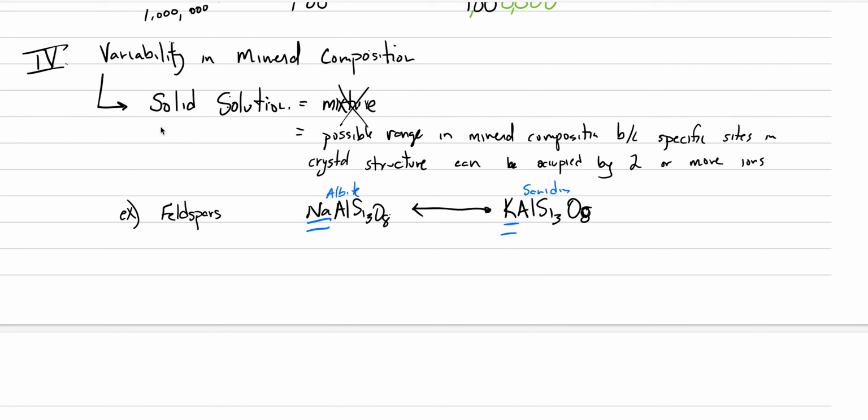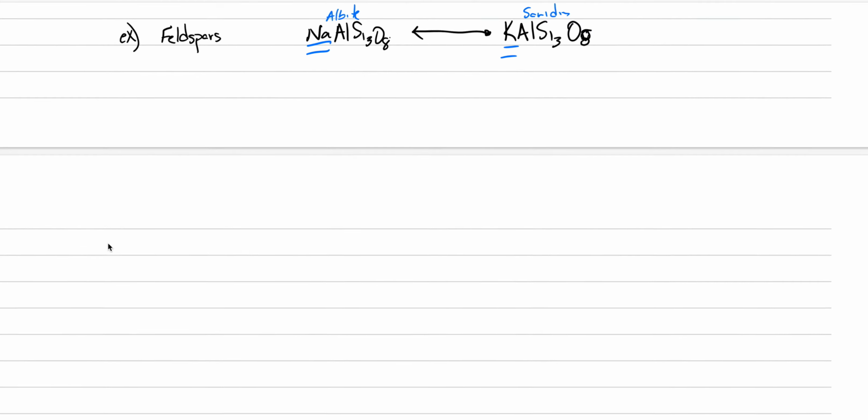There are rules that can allow for solid solution or block solid solution. And here's the rules that we have. So we're going to say rules for solid solution. There's 3 of them. Number 1, there has to be availability. You cannot have solid solution between potassium and sodium if you don't have either one or the other.